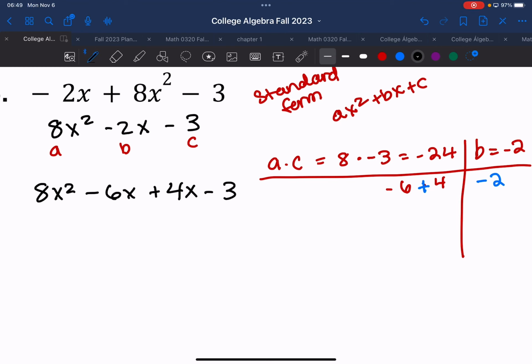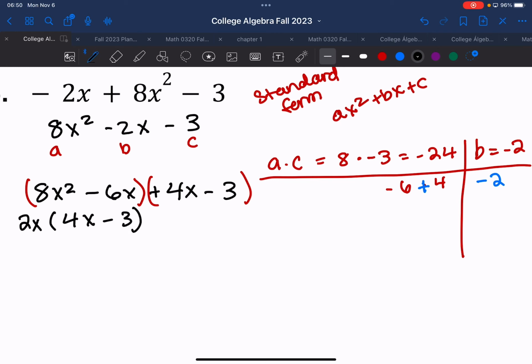So we expanded our b value, so we have 4 terms. Now we do what? Factor by grouping. What's our next step? The GCF. So what's the GCF of the first one? 2x, good. And we're left with what when we divide? 4x minus 3.